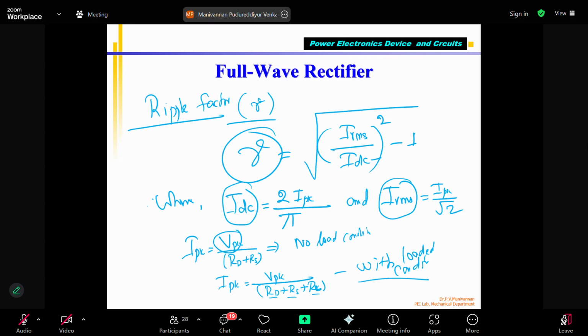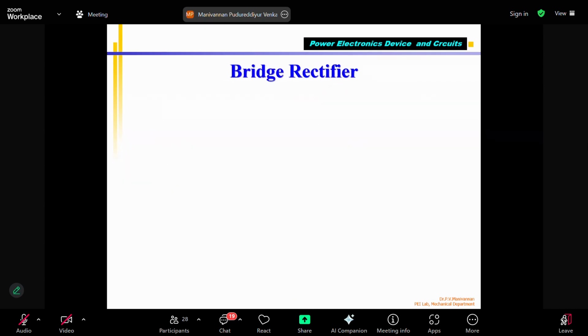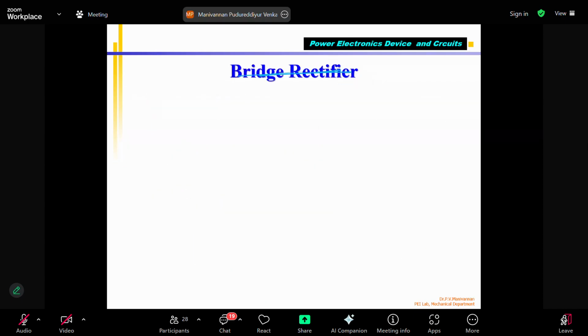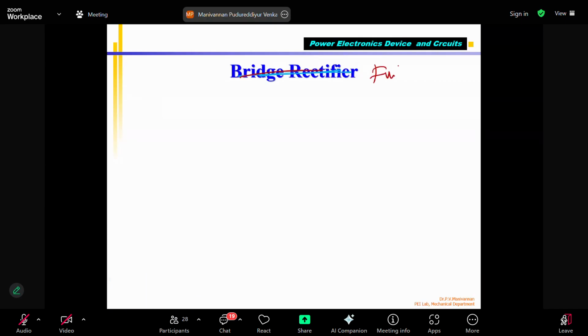But generally, if you compute, the gamma will be equal to 0.482 for the full wave rectifier. Correct? Once IRMS and IDC are given, according to this formula, if you compute, it will be equal to 0.482. Okay, so this is the full wave rectifier. I will continue with one more slide for the full wave rectifier itself.